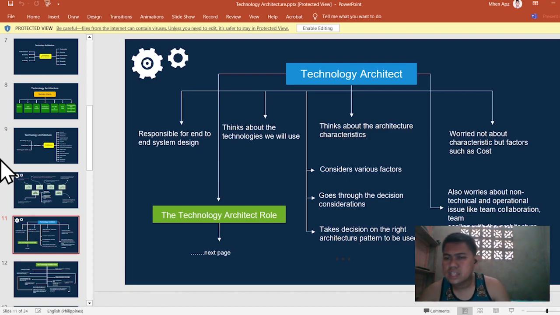So it worries not about characteristics but factors such as cost. Also worries about non-technical and operational issues like team collaboration, so team scaling with architecture, and most importantly, feasibility. So we have also the technology architect role. So what is the role of the technology architect?